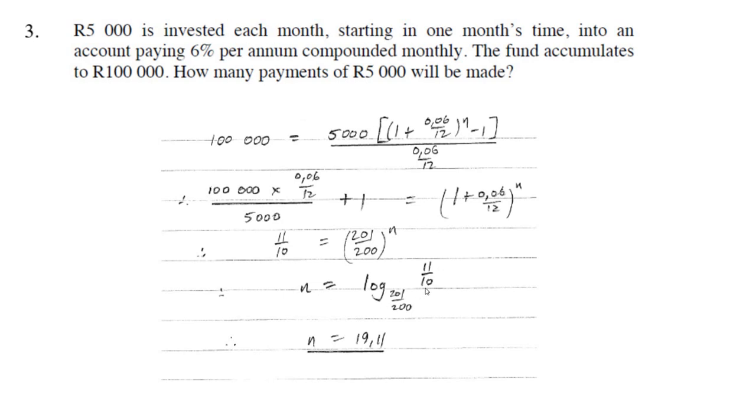And you just put this in your calculator. Type it in. So you put 11 over 10 here. At the base, you put that. Press equals. And you'll get 19.11. And that's the answer to question 3. But it's a future value one for looking for time period.